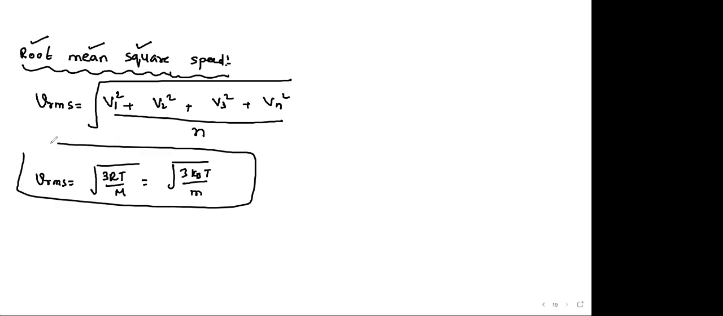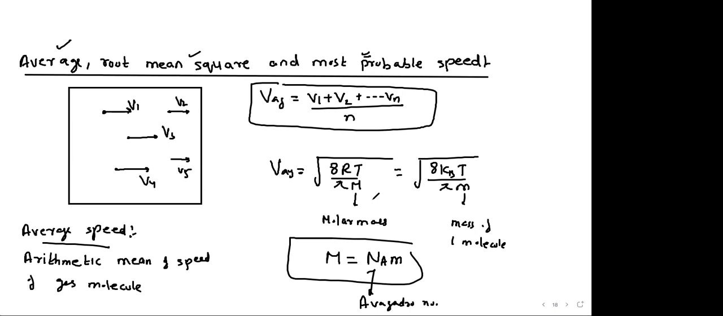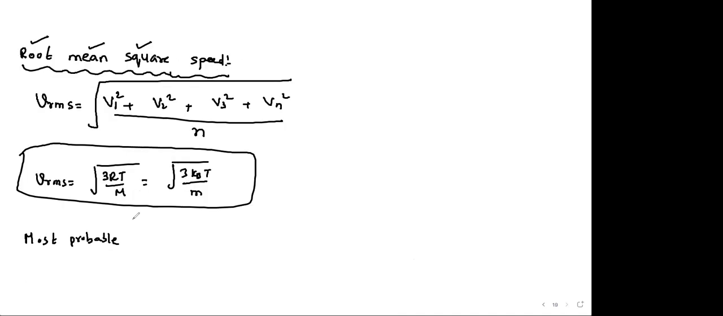What is the difference between capital M and small m? Capital M is molar mass, and small m is the mass of one molecule. Remember this always. Capital M is molar mass, and small m is the mass of one molecule.